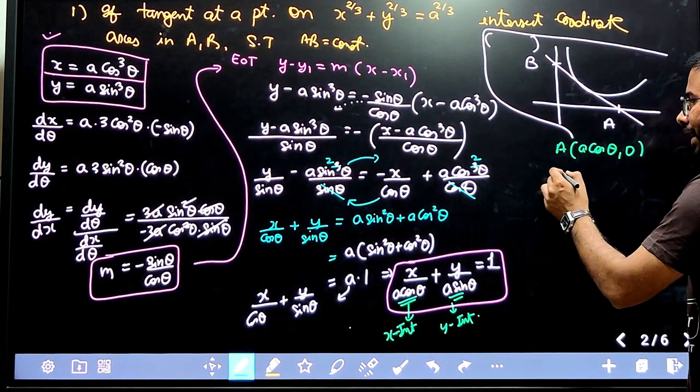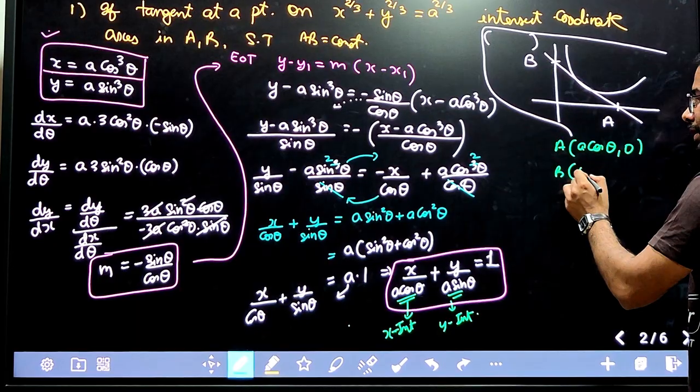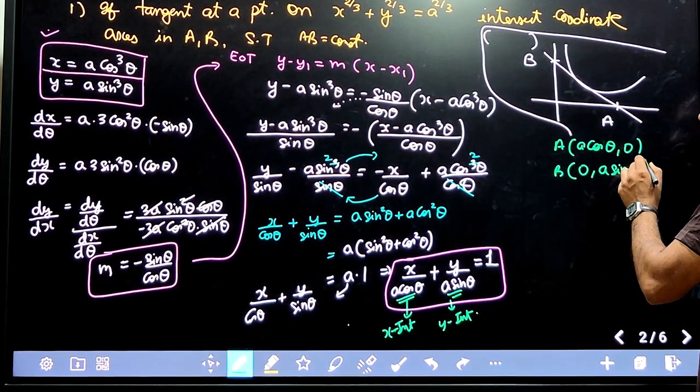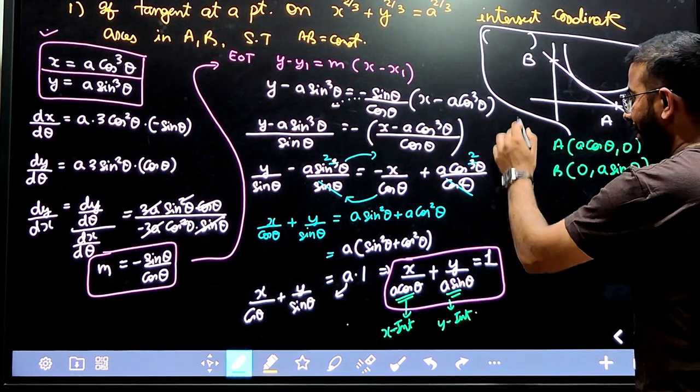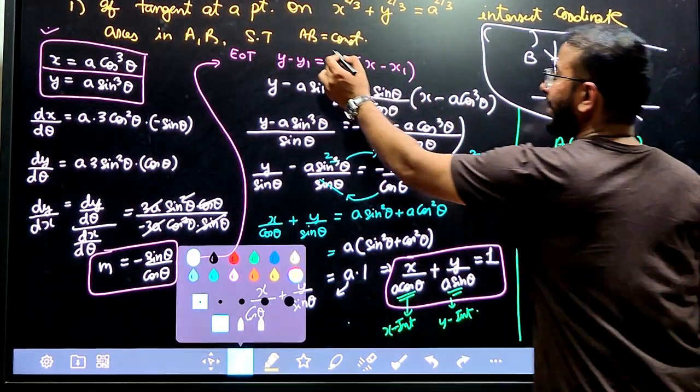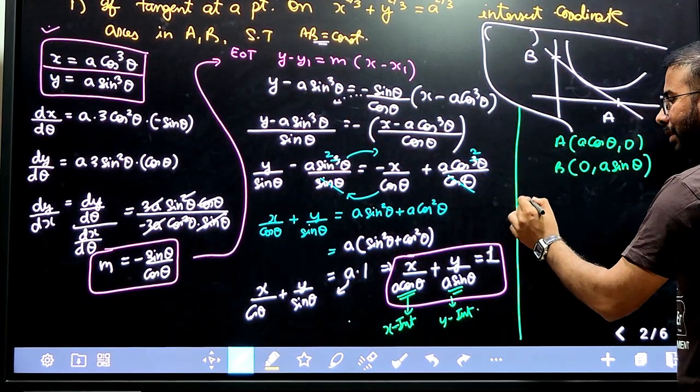What is this? Y intercept. What is y intercept? 0 comma a sine theta. Now we are on the final step. What is the final step, guys? We'll get the length. What is the length you have to calculate? Length AB. How to calculate length AB, guys?